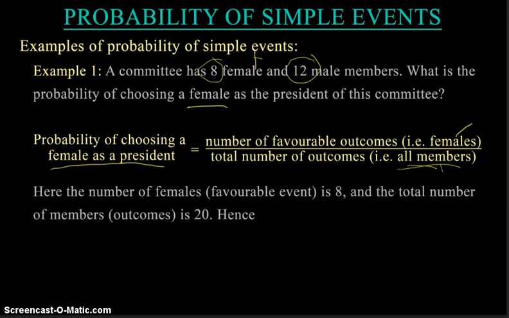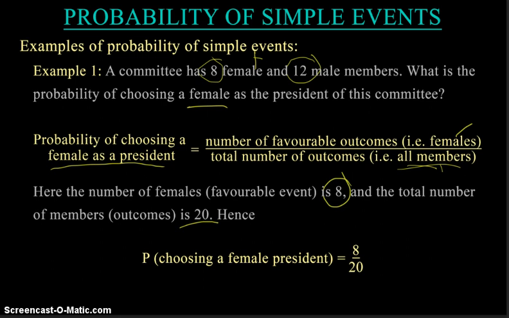So here, the number of females, or the favorable event, is 8, and the total number of members, or outcomes, is 20. So the probability of choosing a female president is equal to 8 over 20, or 8 by 20.